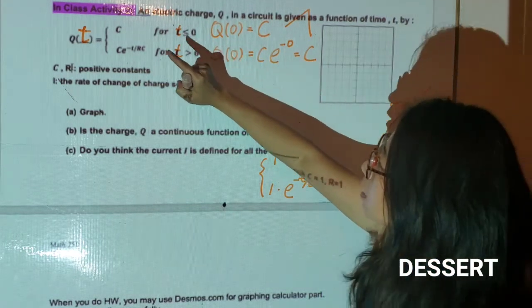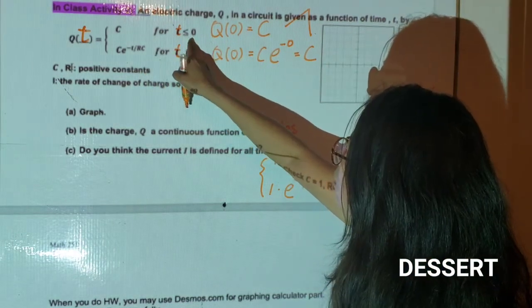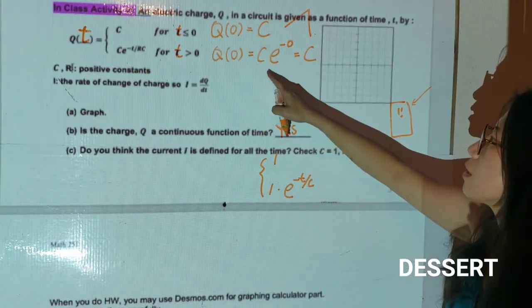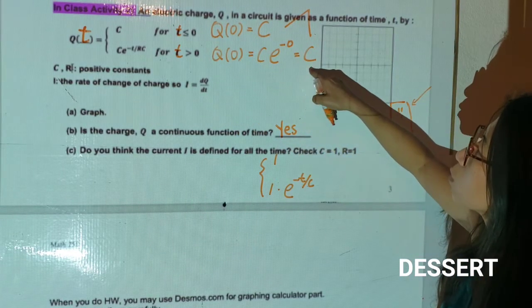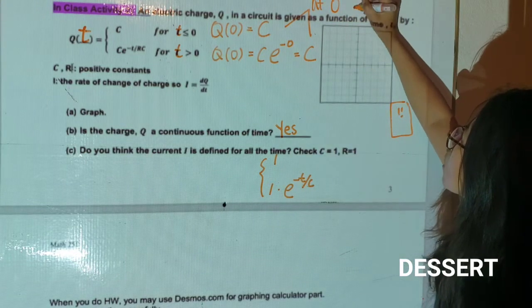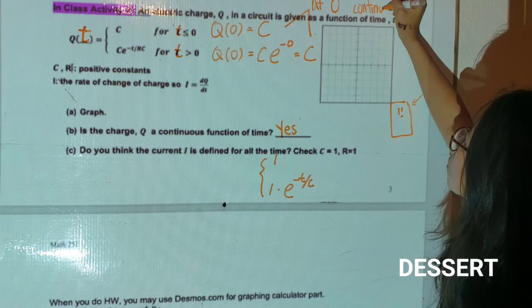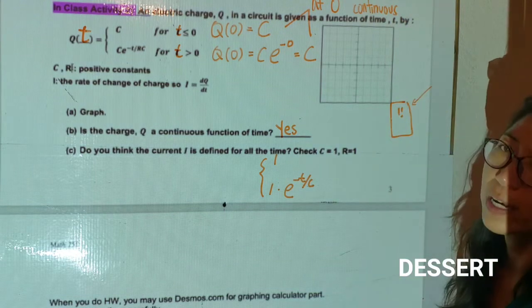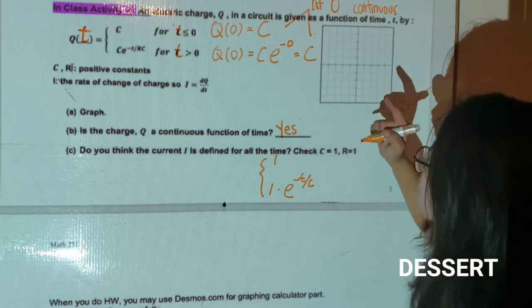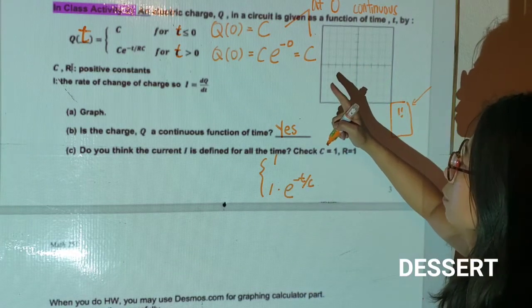first when you look at the function, when I plug in 0, I get C, and the second one also, I plug in 0, and that gave me C. So I know that at 0, it is continuous. It's connected, right? They're at least connected. And can we graph this one? Let's graph this one together.